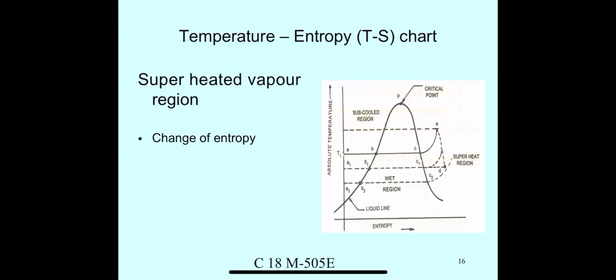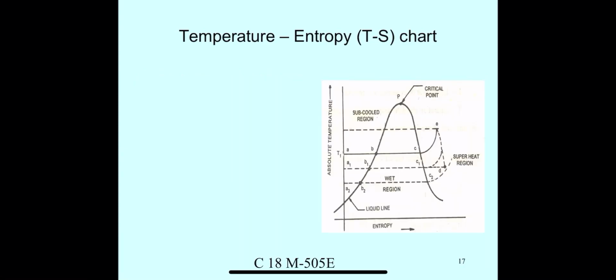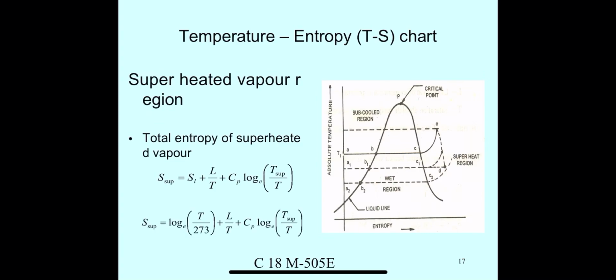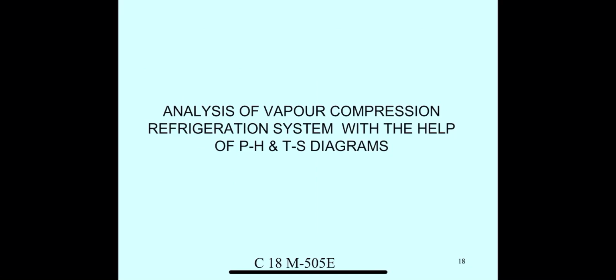In the superheated vapor region, the change of entropy equals Cp into log of T superheated by T saturated. So in the superheated vapor region, the total entropy of superheated vapor equals S1 plus L by T plus Cp log of T superheated by T saturated. S1 is nothing but log of T by 273, so it is log of T by 273 plus L by T plus Cp log of T superheated by T saturated. In this way we can find out the saturated region, the wet region and the vapor region.